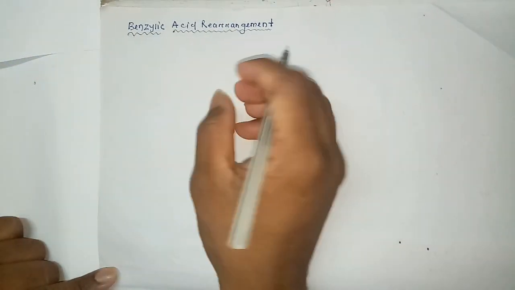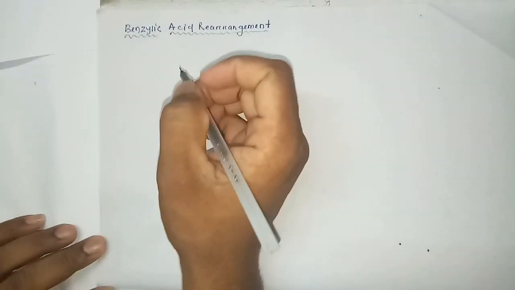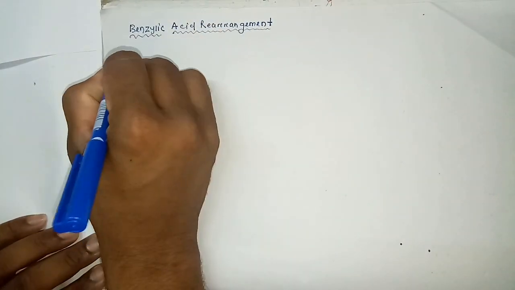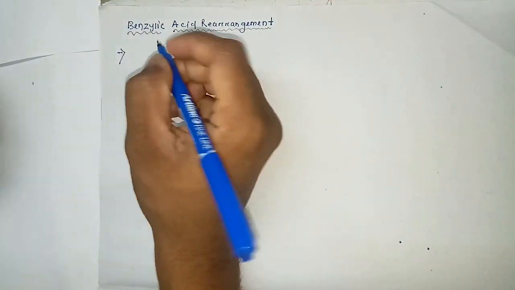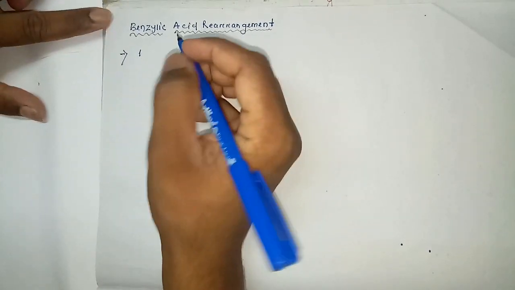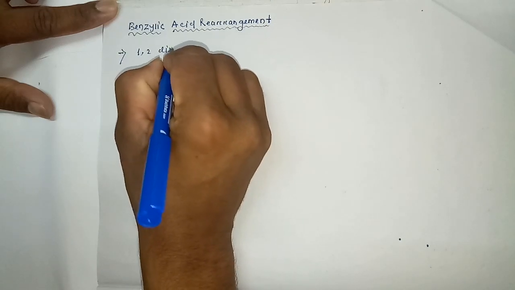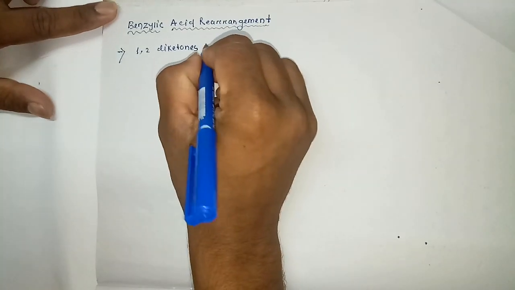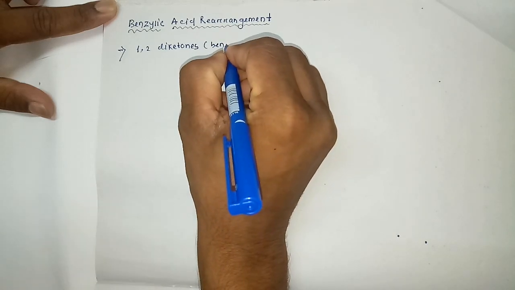In this rearrangement, 1,2 diketones are converted into benzilic acid. First of all, we discuss the introduction. 1,2 diketones, which are also called benzils.